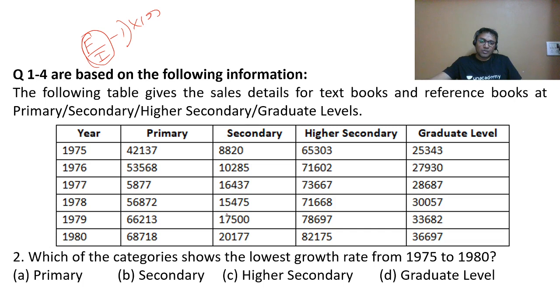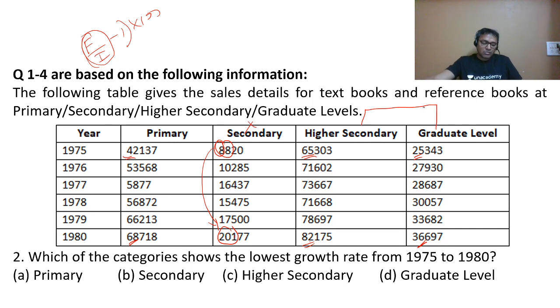Okay, anyway, if I'm looking at growth, here it has grown from 42 to 68, which we know is more than 50%. Here it has grown from 88 to 201, which is more than double, so more than 100%. So secondary is obviously ruled out. Higher secondary goes from 65 to 82, and graduate level from 25 to 36. These are the two you have to compare: higher secondary and graduate level.